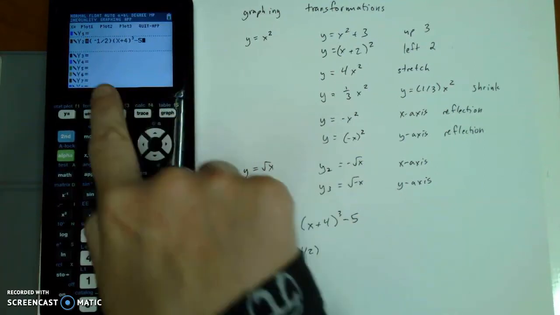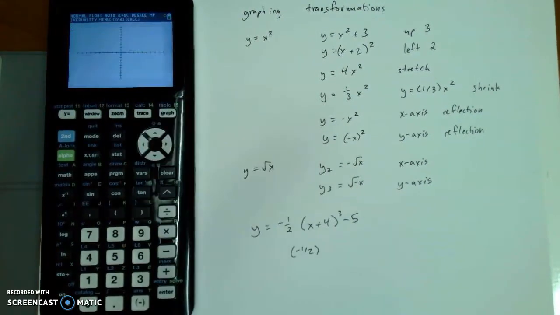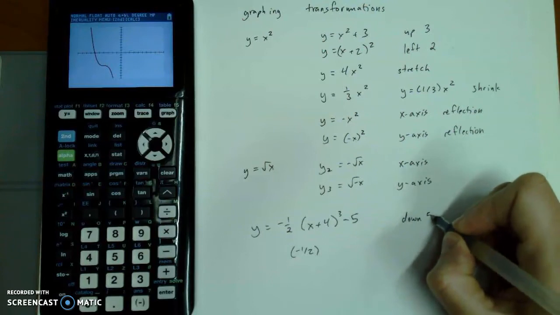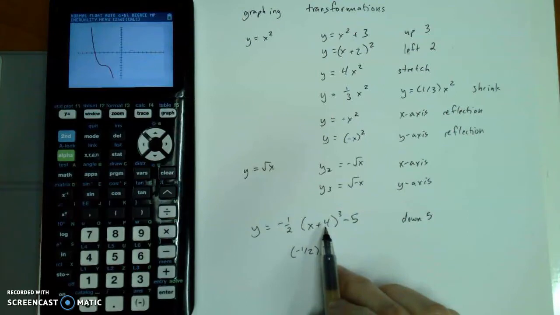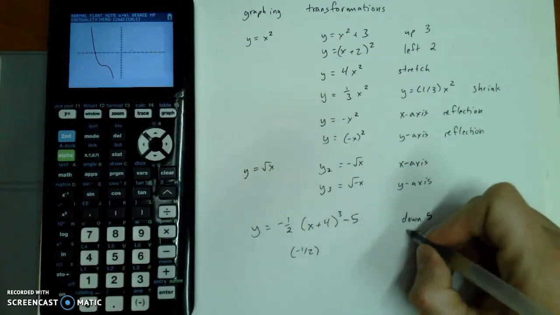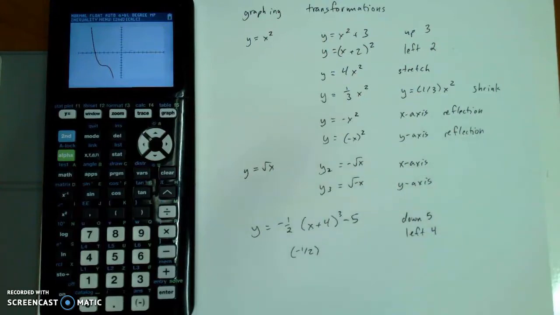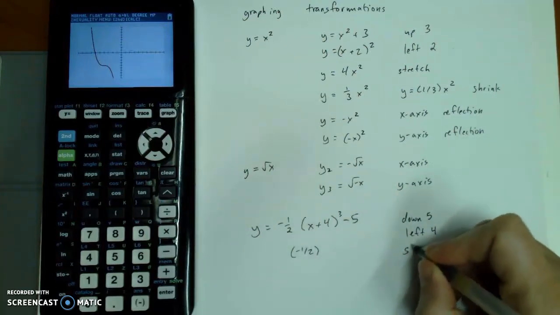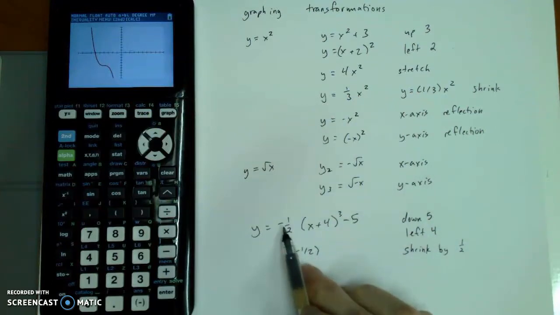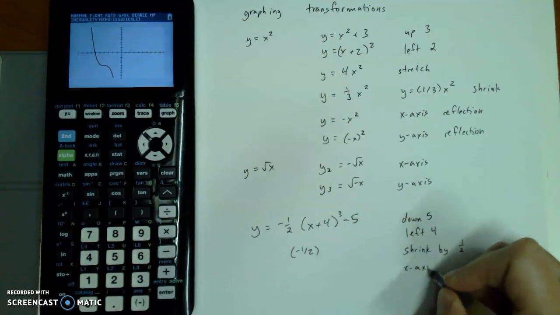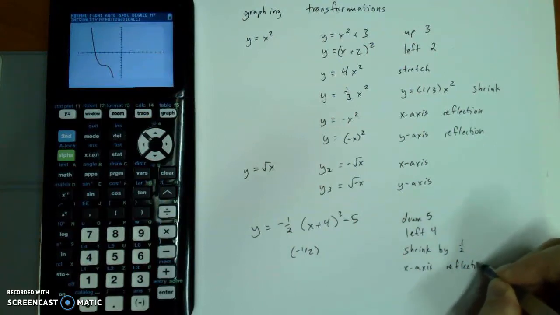Now let's go ahead and hit graph. You'll notice I typed it in as y2. That's okay, my graph will still do it. It's just going to get it in red instead of blue. And for this one, as we can hopefully see, that minus 5, I went down 5, which is on the outside. Expect that to be vertical. The plus 4 was on the inside, and those are backwards from how I thought it should be. So I did go left 4. That 1/2 in front is going to shrink, and specifically by half. And that negative sign is way out in front, so that is an x-axis reflection.